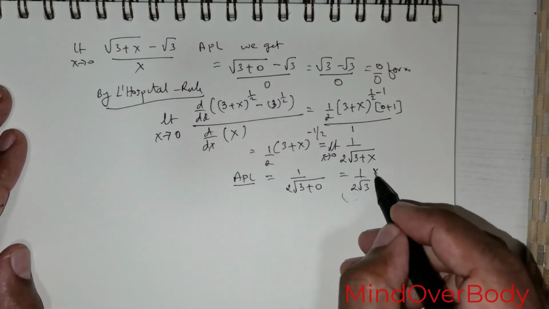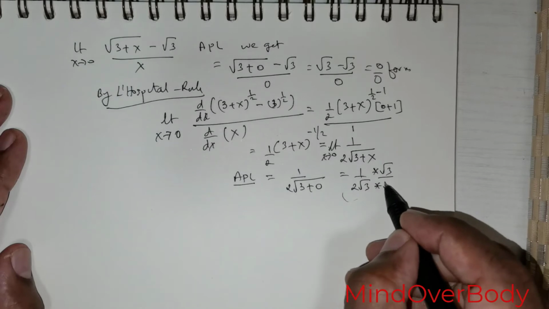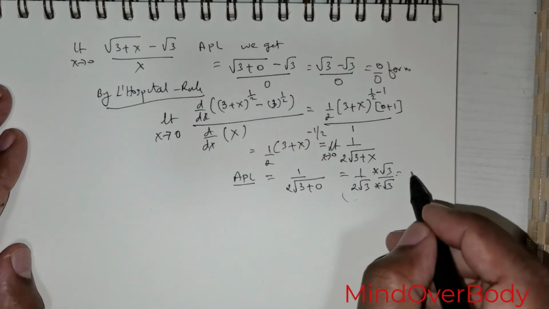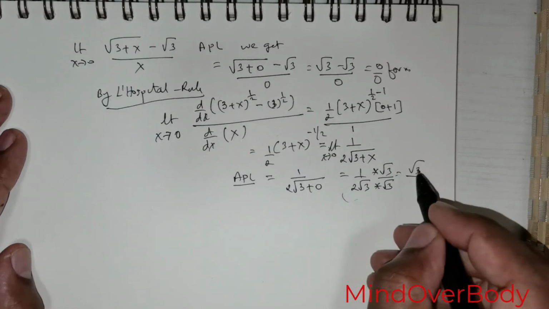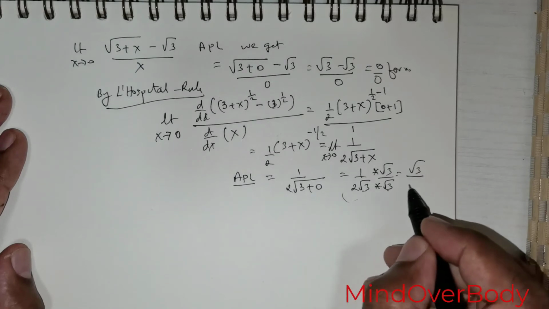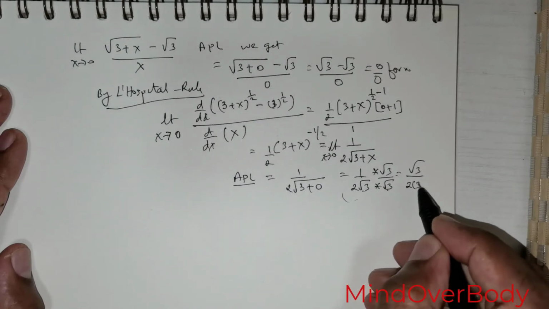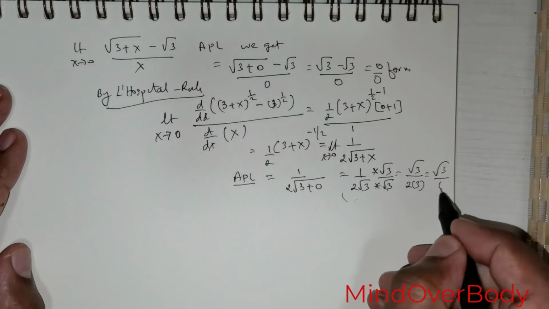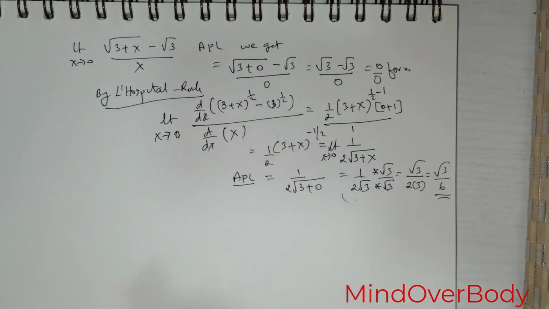You can either stop here or you can rationalize it by multiplying the numerator and the denominator by root of 3. So you would get root 3 in the numerator. Root 3 times root 3 will give you 3. So it's going to be 2 times 3, which is nothing but root of 3 divided by 6. So this is a good place for us to stop for the application of L'Hopital's Rule. So we'll move on to the next question.